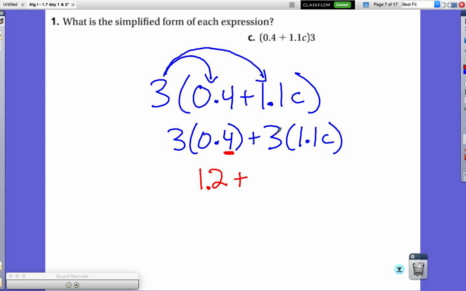Plus, all right, now we take 3 times 1.1c, so 3 times 1 is 3, 3 times 1 is 3, and c. Same thing, there's one number after the decimal point, so you go to your number, and you have to put the decimal in the middle. So your final answer is 1.2 plus 3.3c.